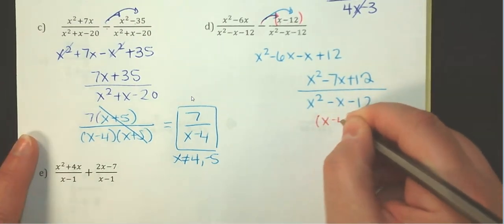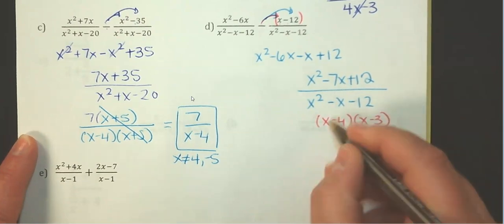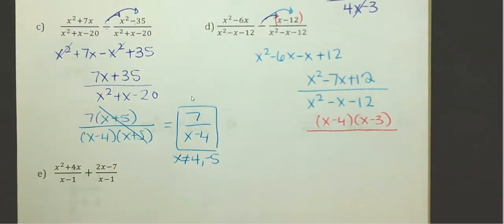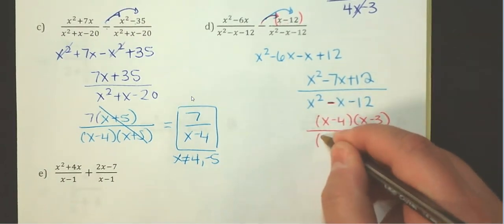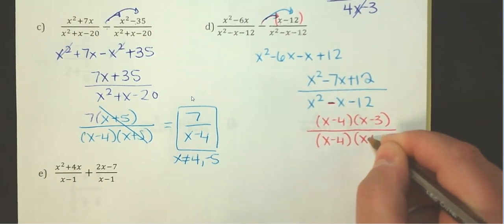Perfect. Okay, so x minus 4, x minus 3. Only way to get a positive number when you multiply and a negative number when you add, they both have to be negative. Okay, what about the bottom? Can you think of two numbers to multiply to get you negative 12, but add to get you negative 1? Not 6 and 2. It's got to be 4 and 3. Which one has to be negative? If I want a negative 1, the 4. There you go. So x minus 4, x plus 3.